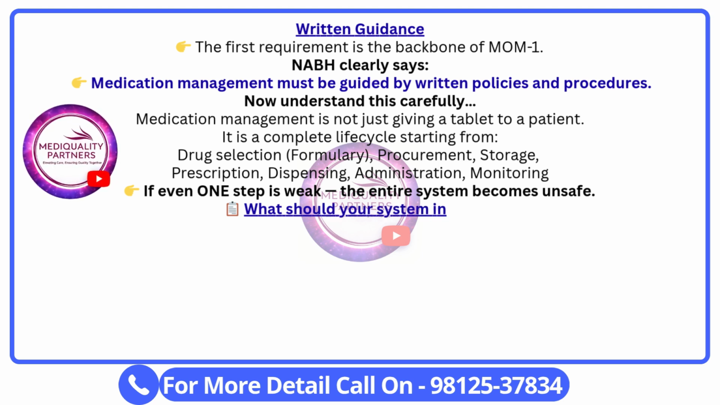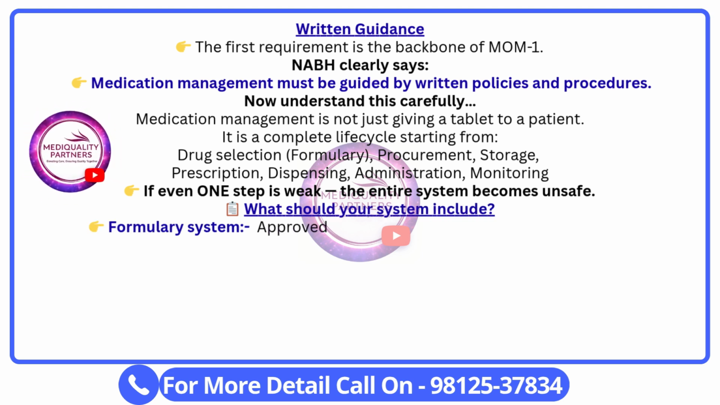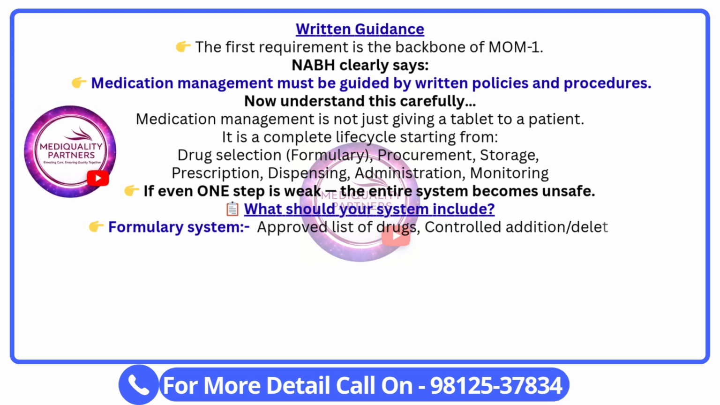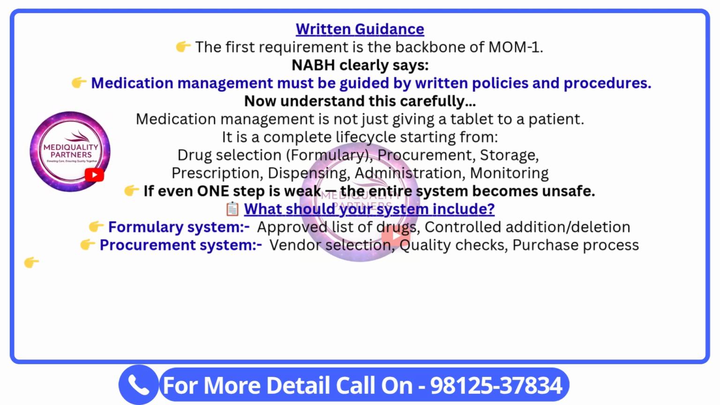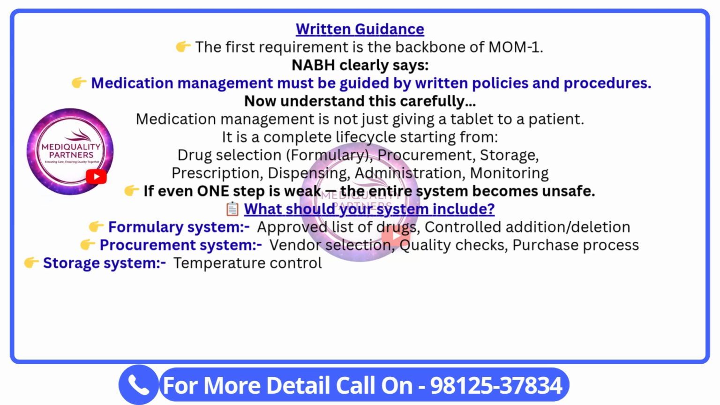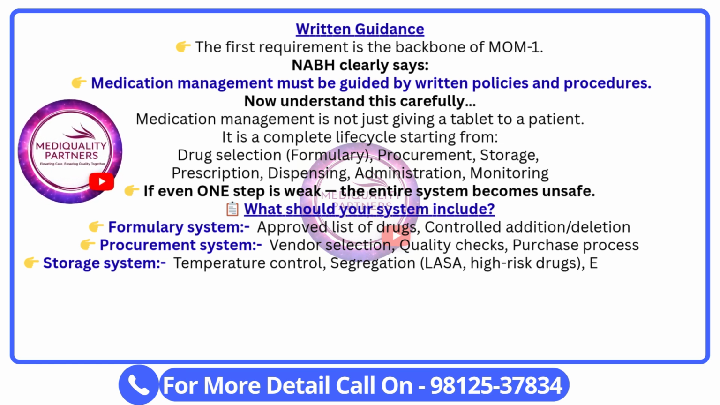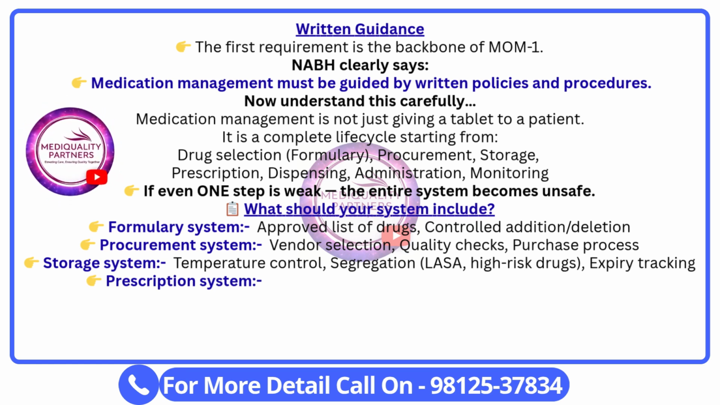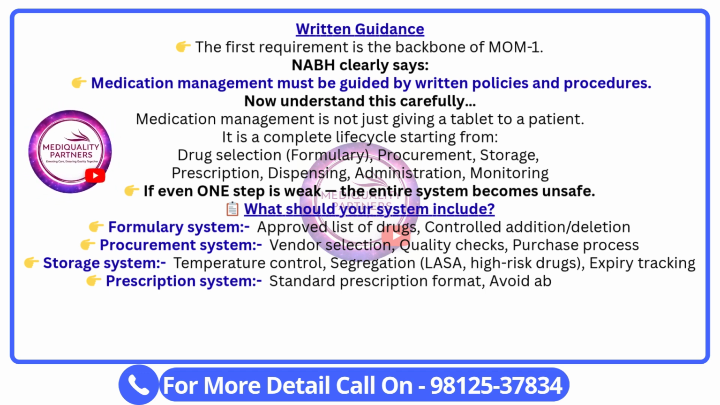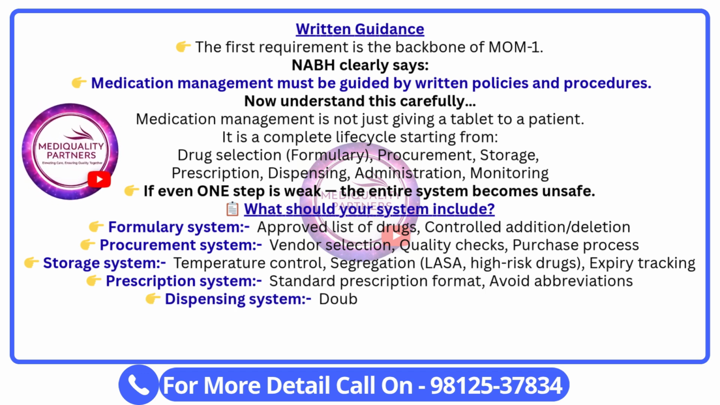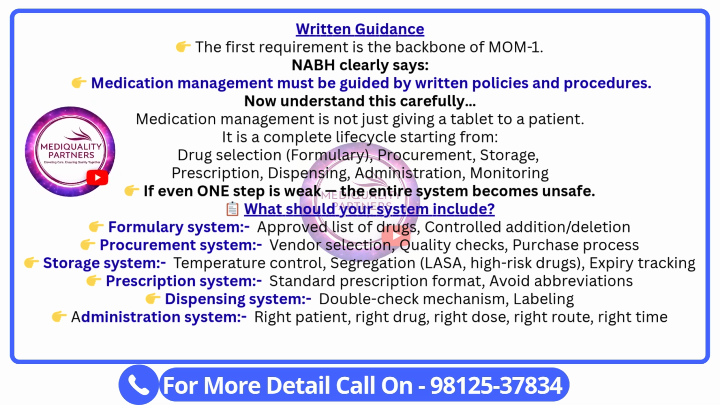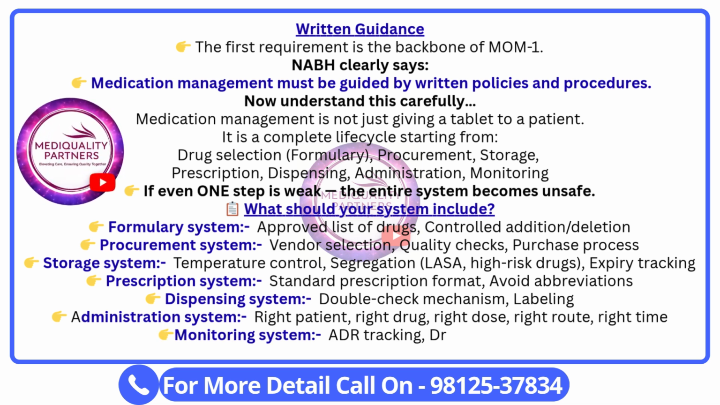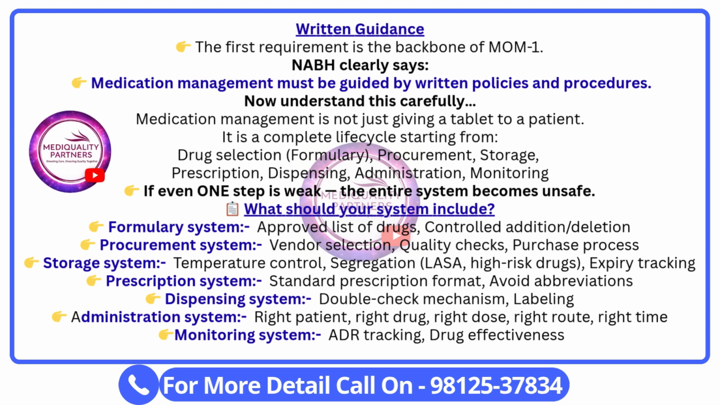What should your system include? Formulary system, approved list of drugs, controlled addition, deletion, procurement system, vendor selection, quality checks, purchase process, storage system, temperature control, segregation, LASA, high-risk drugs, expiry tracking. Prescription system, standard prescription format, avoid abbreviations, dispensing system, double check mechanism, labeling, administration system, right patient, right drug, right dose, right route, right time. Monitoring system, ADR tracking, drug effectiveness.